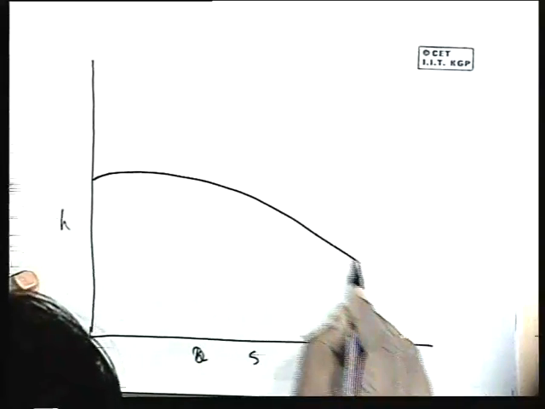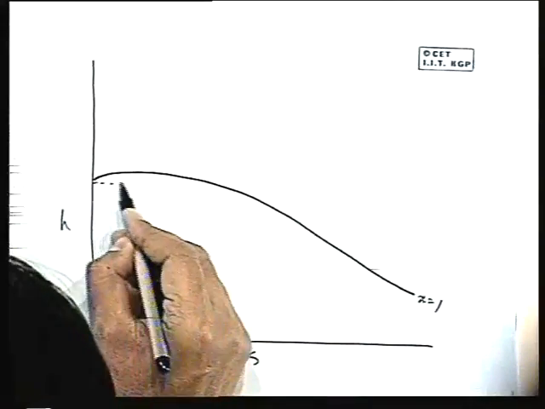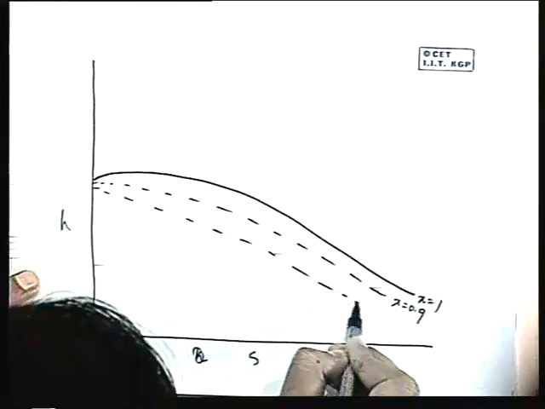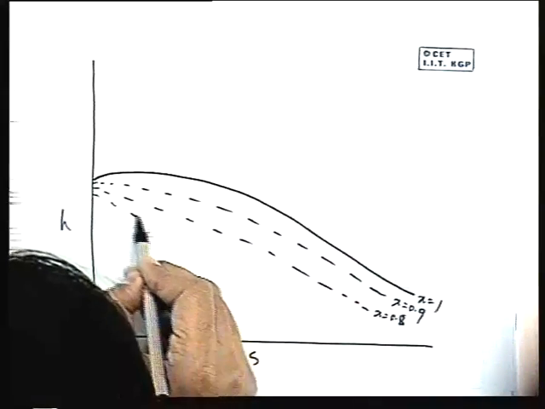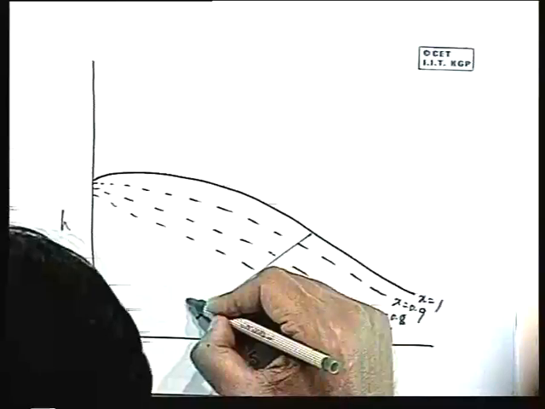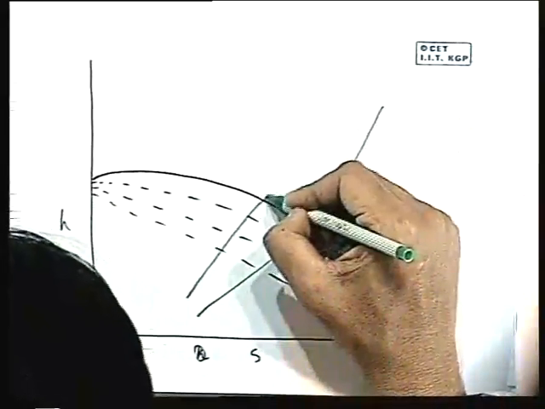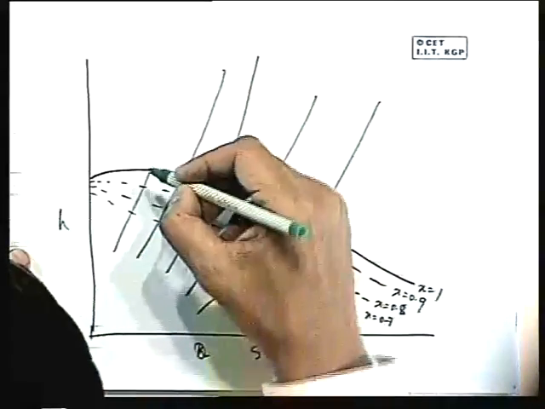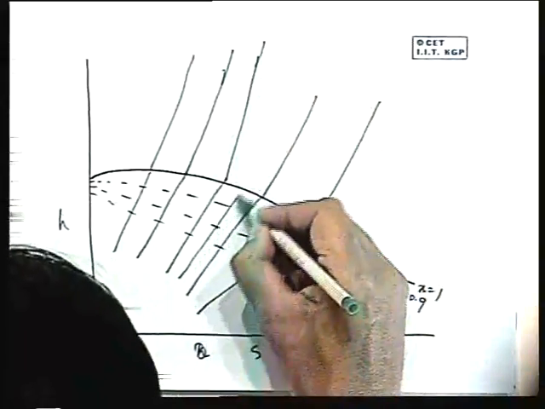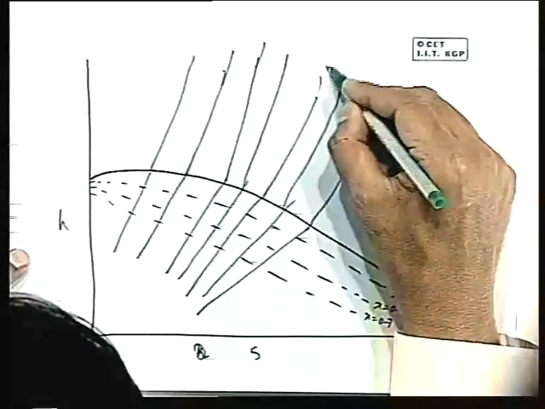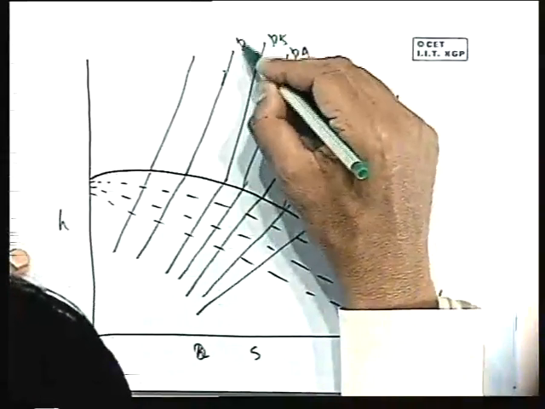This is the line x is equal to 1, and you will have different lines, x is equal to 0.9, x is equal to 0.8, x is equal to 0.7, constant x lines like that. And you will have the constant pressure lines like this, diverging lines. As you know, the constant pressure lines are straight lines but diverging. There are various constant pressure lines like this, that means P1, P2, P3, P4, P5, P6, P7.